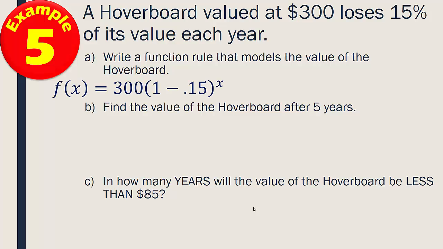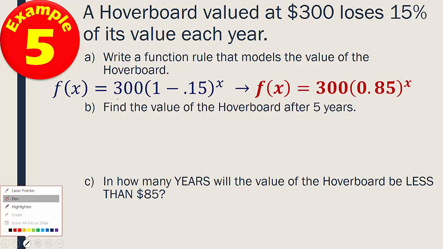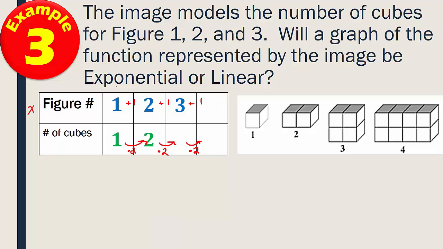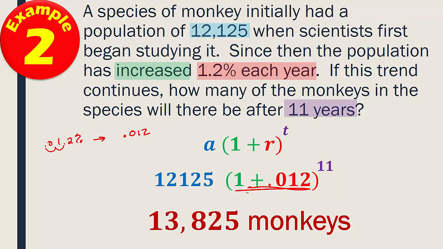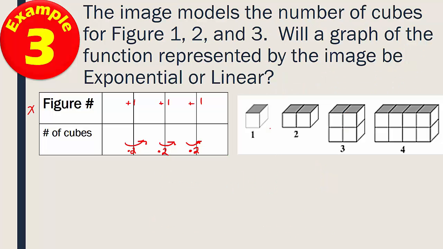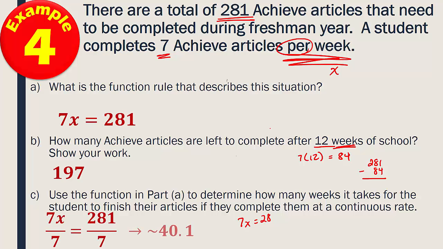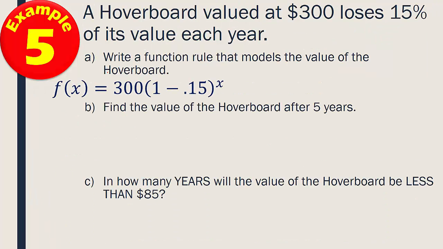Okay, so we're going to set it up. Remember it's A equals, if I can go back just to take a quick look. Sorry about this. I just want to make sure you know where I got it. So I've got over here A times 1 plus R to the T power. But if it's decreasing, it wouldn't be plus R, it'd be minus R. Okay? So that's why I did minus 0.15, which is the same as 300 times 0.85 to the x.